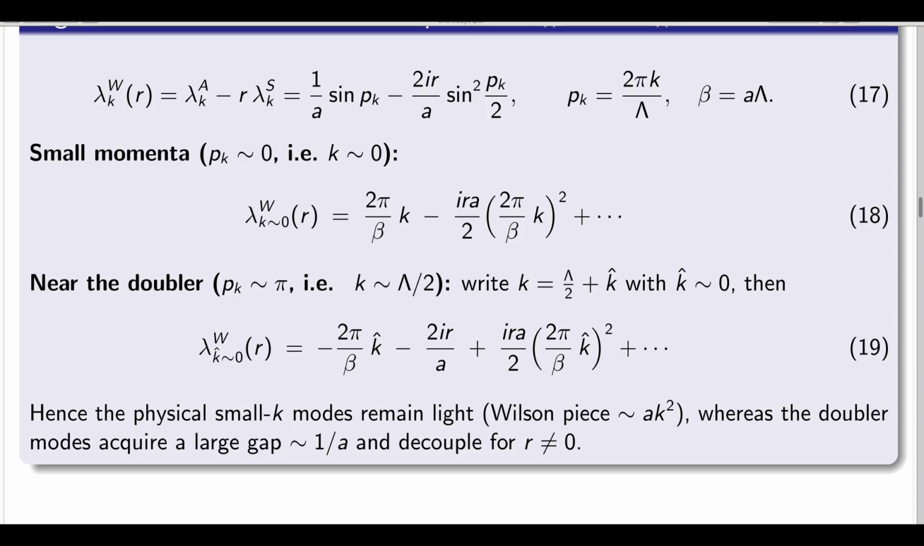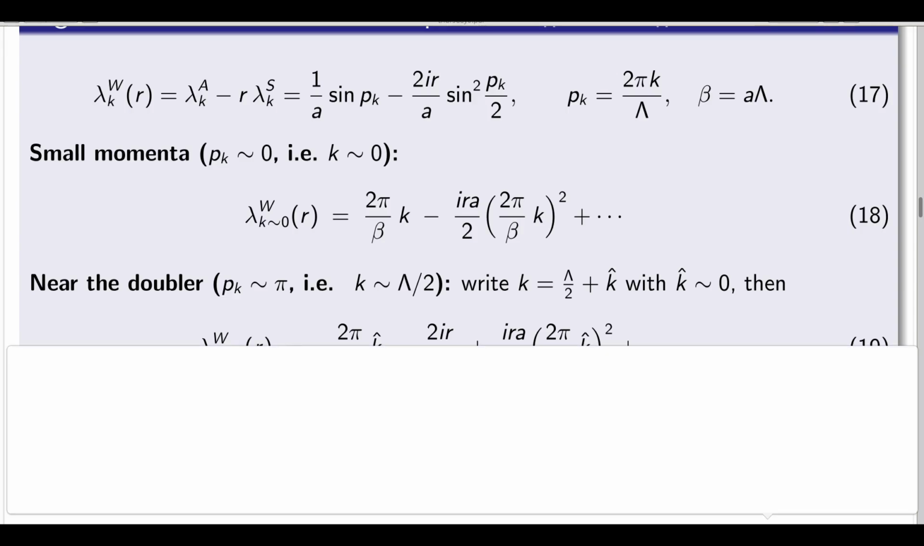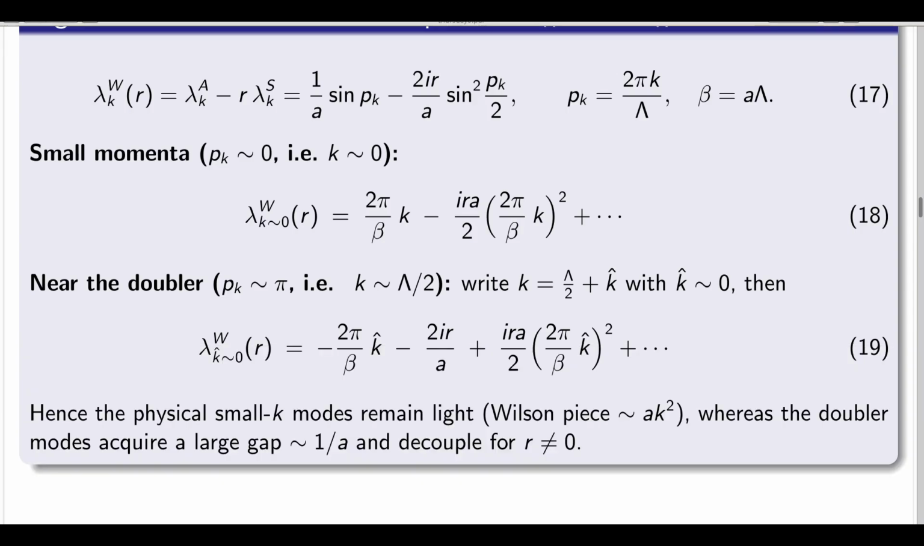We see that the small momentum branch remains light, since the Wilson correction vanishes like k squared, while the doubler branch is lifted by a large mass gap of order 1 over a. In other words, the physical fermions near p equals 0 stay in the spectrum, and the unphysical fermion near p equals pi is pushed to infinitely high energy in the continuum limit. This mechanism, simple yet elegant, is how the Wilson prescription eliminates fermion doubling on the lattice.